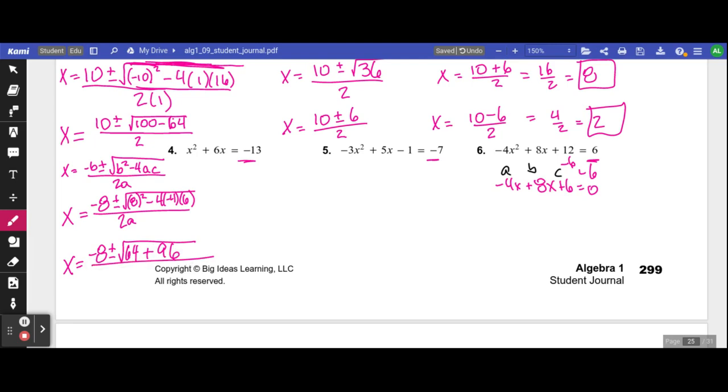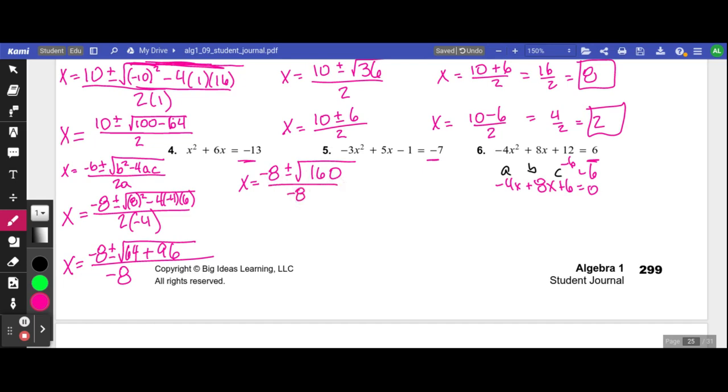Okay, positive 96. And then for some reason, I always forget to plug in my A. I should have plugged that in on the first step. My A is negative 4. Okay, so I can multiply that: 2 times negative 4 gets me negative 8. I'm going to keep on simplifying. I'm going to add that 64 and 96 to get 160. So negative 8 plus or minus the square root of 160 all over negative 8.